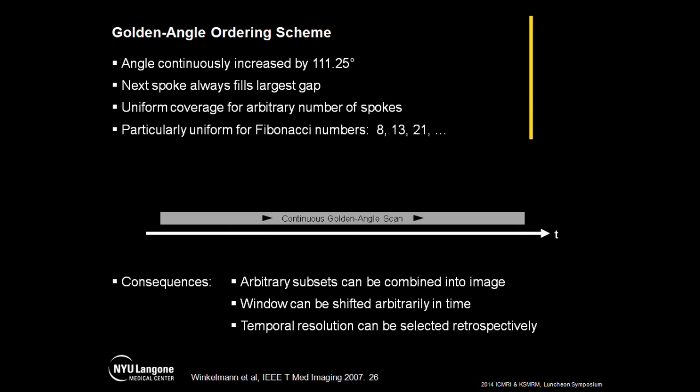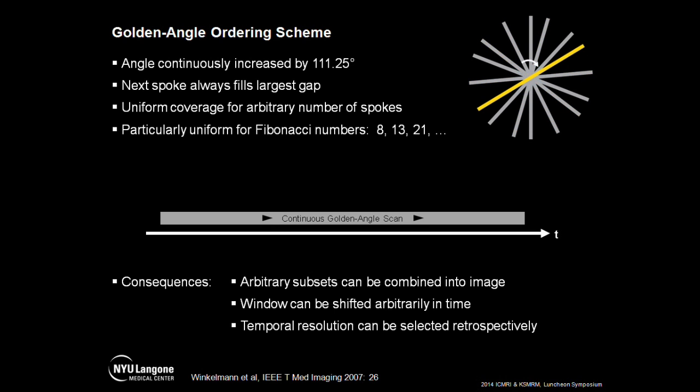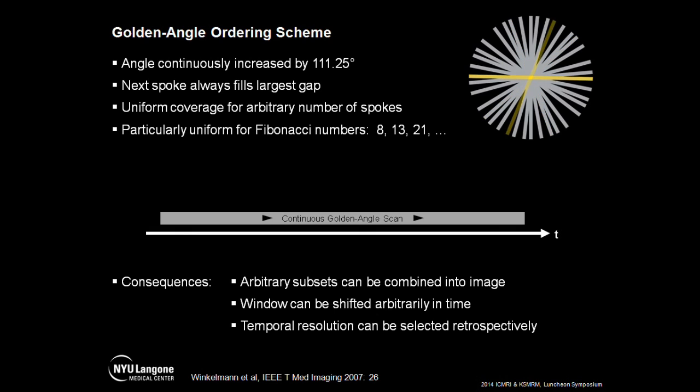So what is this golden angle ordering scheme? In the golden angle scheme, we always increase the angle of our radial acquisition by 111.25 degrees. And if we do that, what you can see is that the next spoke that we acquire will always fill the largest gap of the previously acquired spokes. So with each additional spoke that we acquire, we add complementary K-space information. And what you can also see is that whatever number of spokes I take, wherever I stop, we will always have a quite uniform coverage of K-space.